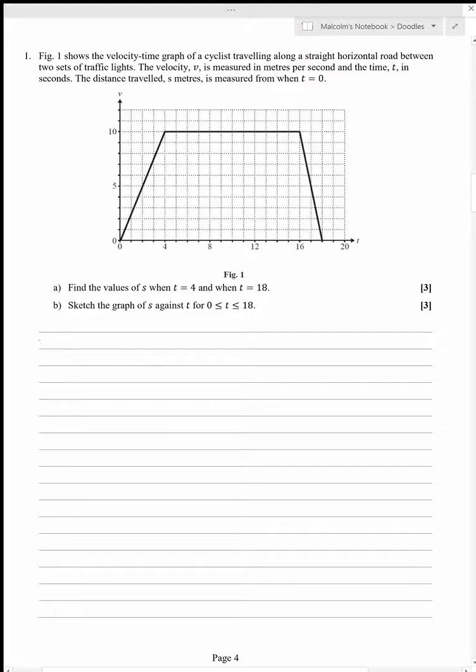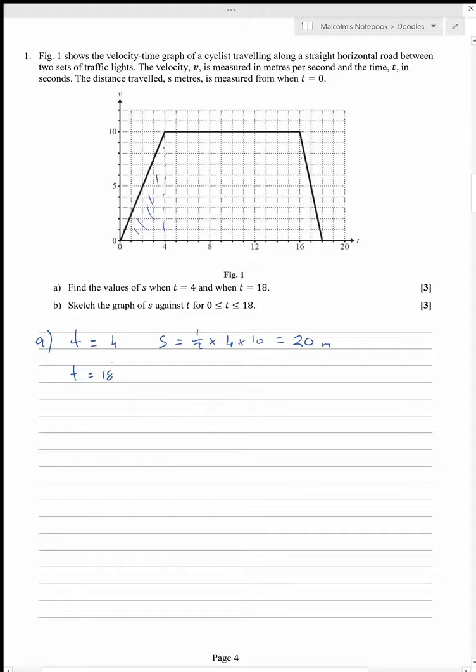So part A, this is a velocity time graph. So the area between the graph and the x-axis is going to give me the displacement. So t equals 4. This is the area under this sort of triangle. So half times base times height ought to do it. 20 meters.